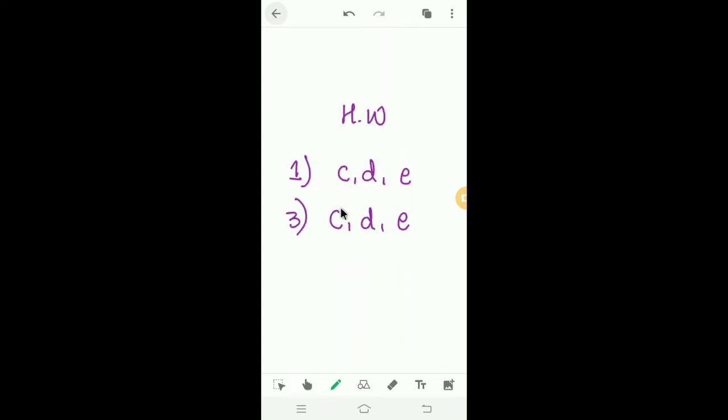Today's homework: solve exercise 10D. In that, first main C, D and E. In third main C, D and E in your maths notes.